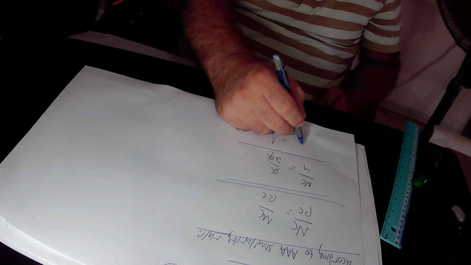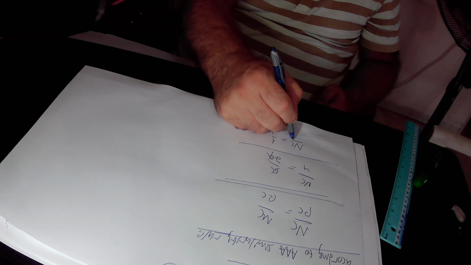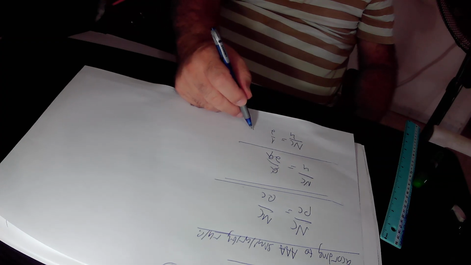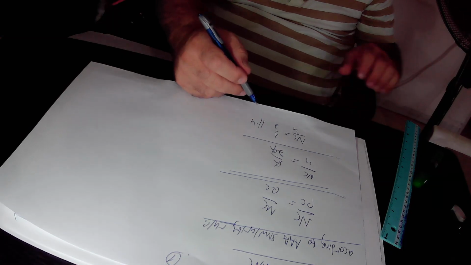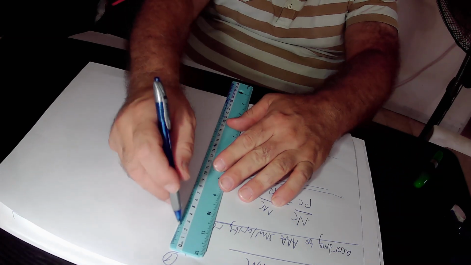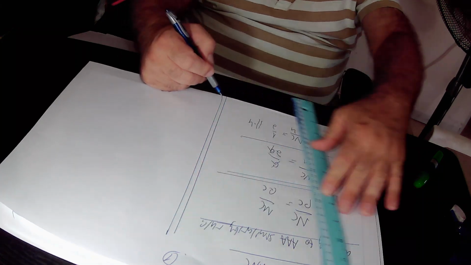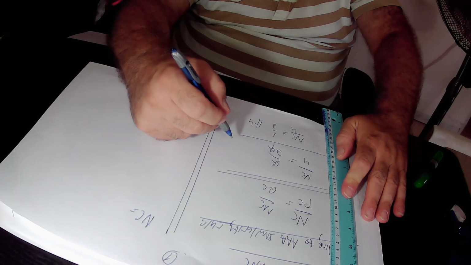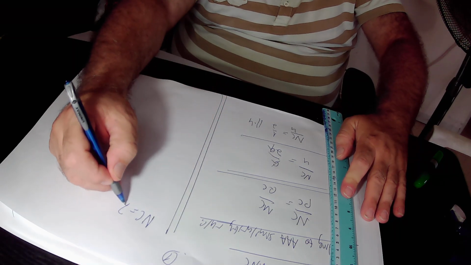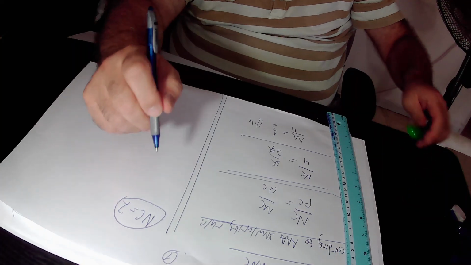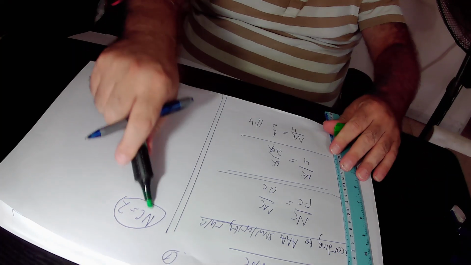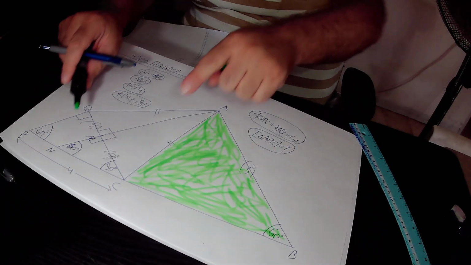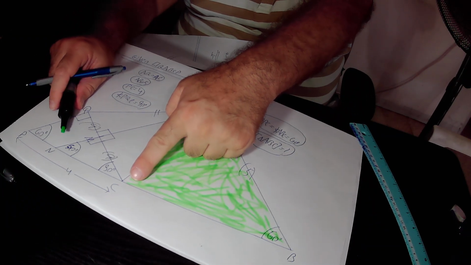So NC over 4 equals 1/2. Here we will multiply this equation by 4 and finally we get that the missing side NC is equal to 4 over 2, that is 2. So we found out that this missing side NC is equal to 2 units in its length.